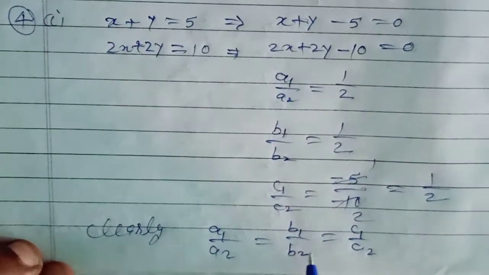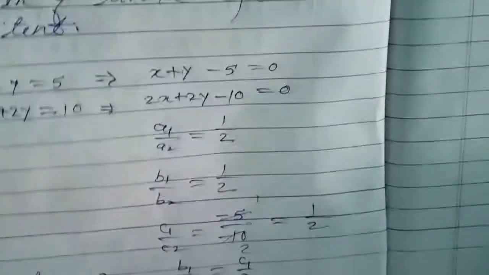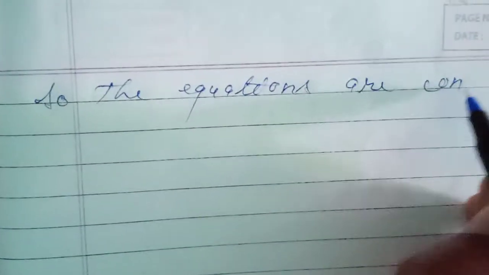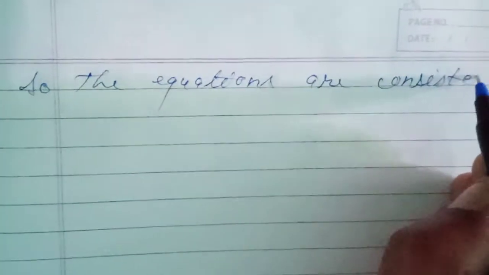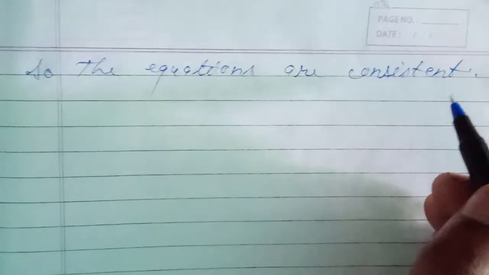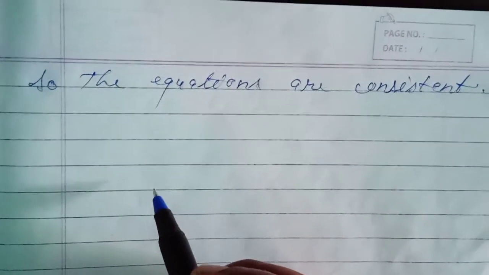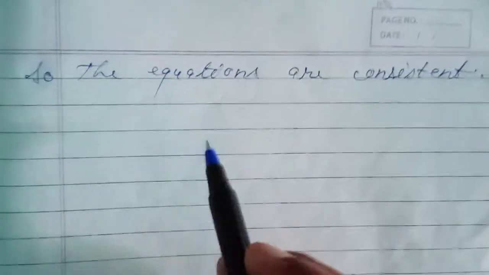Okay, it means the two lines are coincident. It means the equations are consistent. Now the equations are consistent, so we have to solve it graphically. So let us draw the graph. To draw the graph, we need at least two solutions of each.